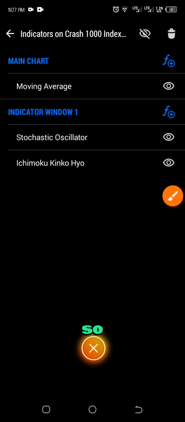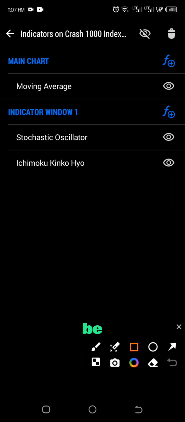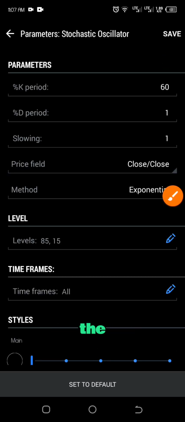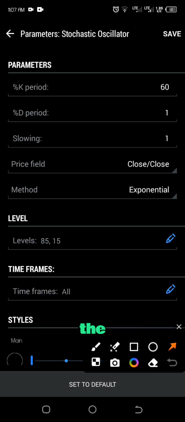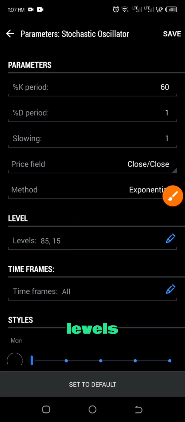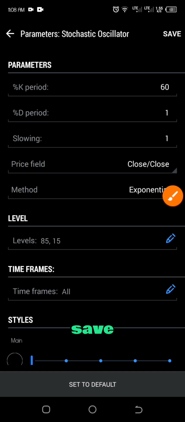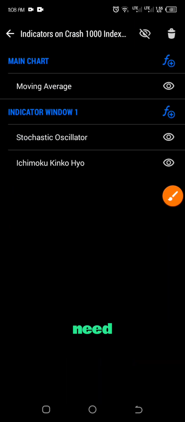Okay, so moving on to the next indicator, which is going to be the stochastic oscillator. How do you add this? We click on this F icon again. We search for stochastic oscillator and do the parameters. Now we don't need the parameters. What we need is the levels. Okay, and how do we set this up? We click on this levels right here, and for the levels we need the 85 and 15 levels. Of course, use any color of your choice, then go back and click on save. So that is the second indicator we need for the strategy.